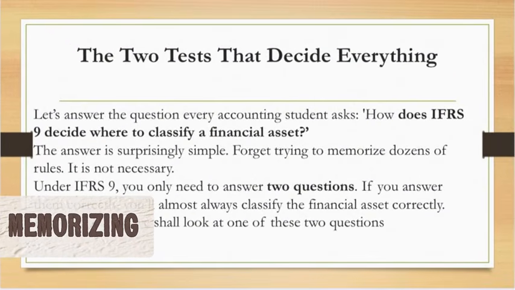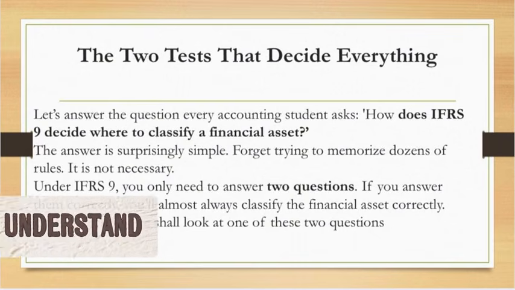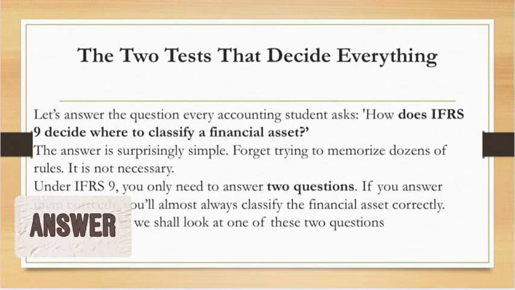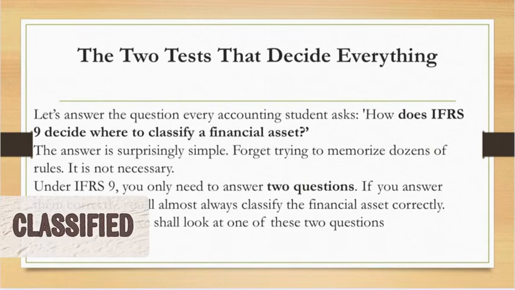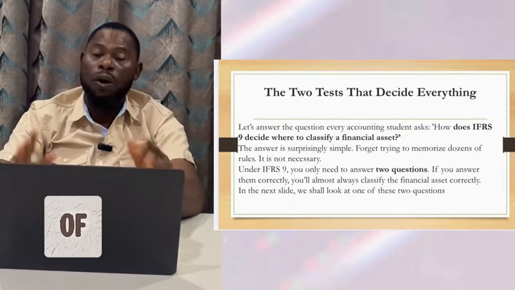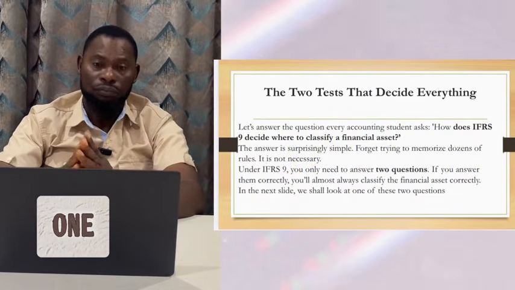So memorizing is unnecessary. You don't need to do that. What you need to do is to understand these two tests. Under IFRS 9, you only need to answer two questions. If you answer them correctly, then it is as good as classified. You have classified your financial asset correctly. So in the next slide, we shall look at one of these two questions. Let's look at question number one.